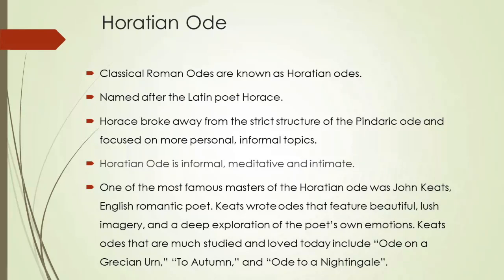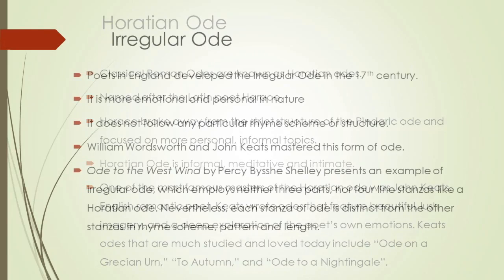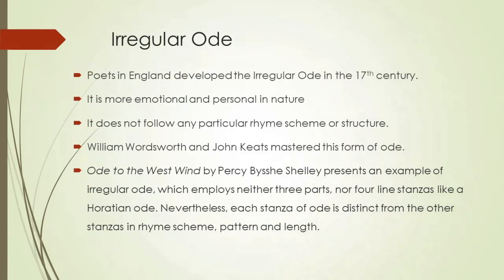One of the most famous masters of the Horatian ode was John Keats. Keats has written many odes like Ode on a Grecian Urn, To Autumn, and Ode to a Nightingale, following the structure of the Horatian ode. Now, the last form of ode is irregular ode.